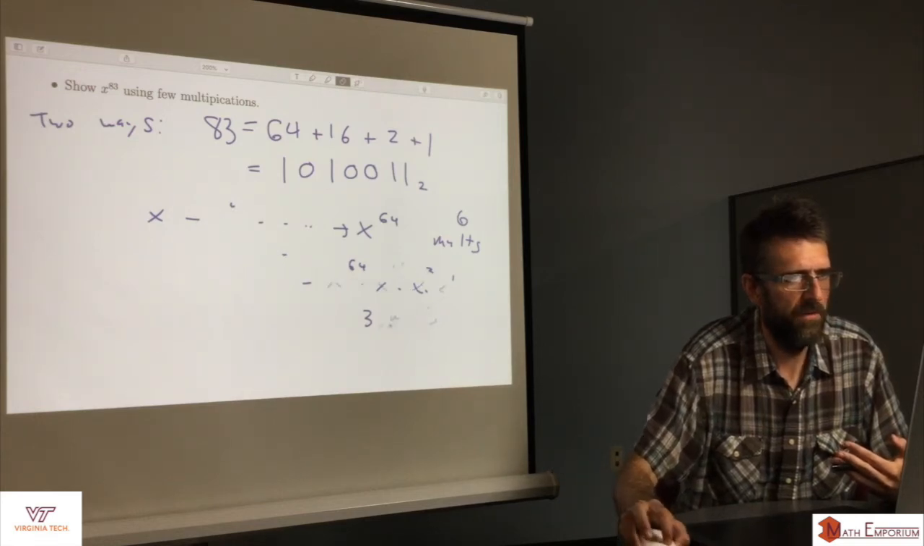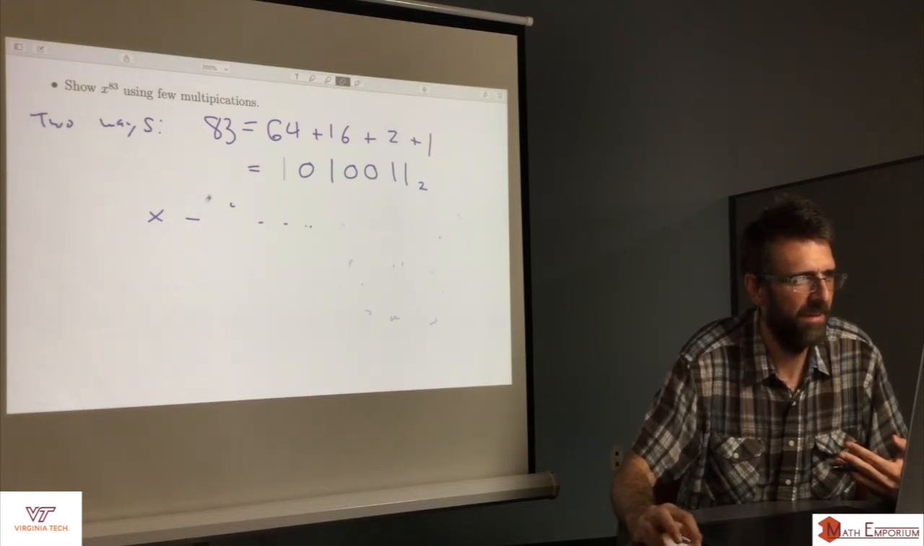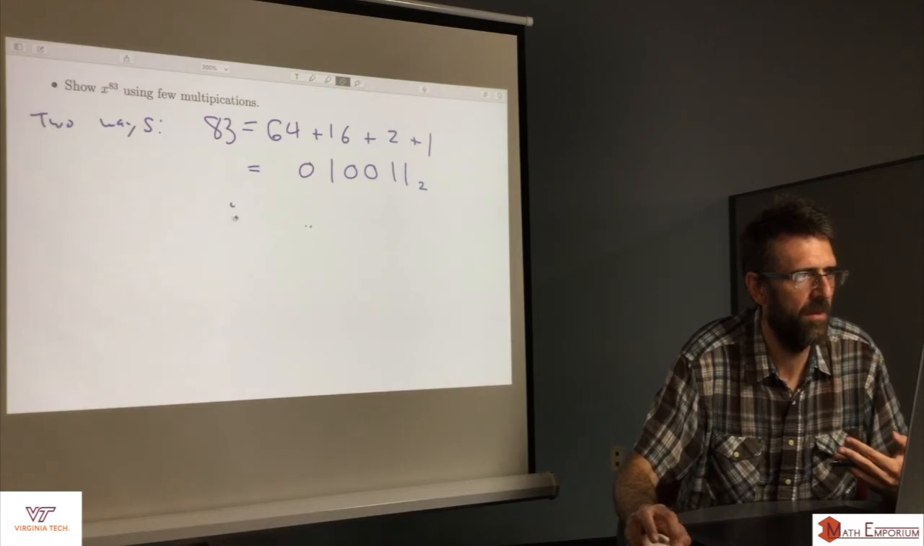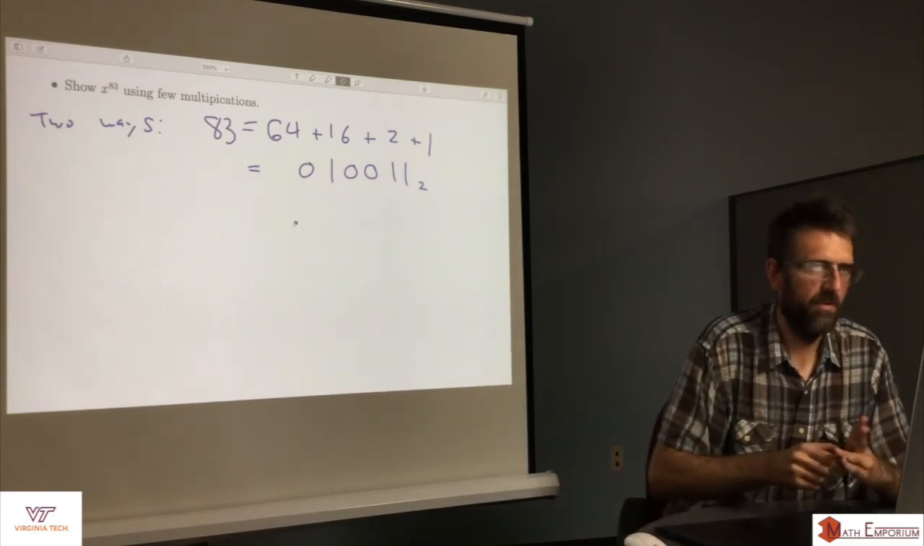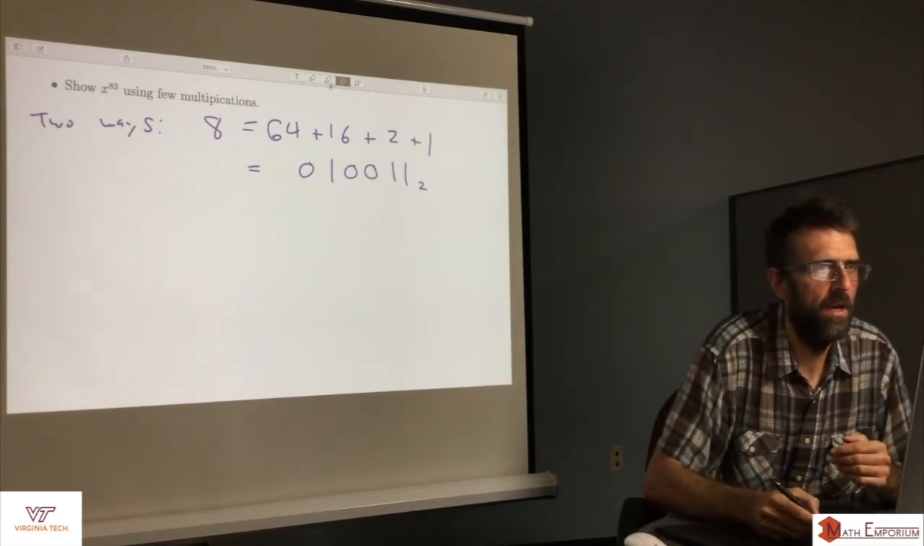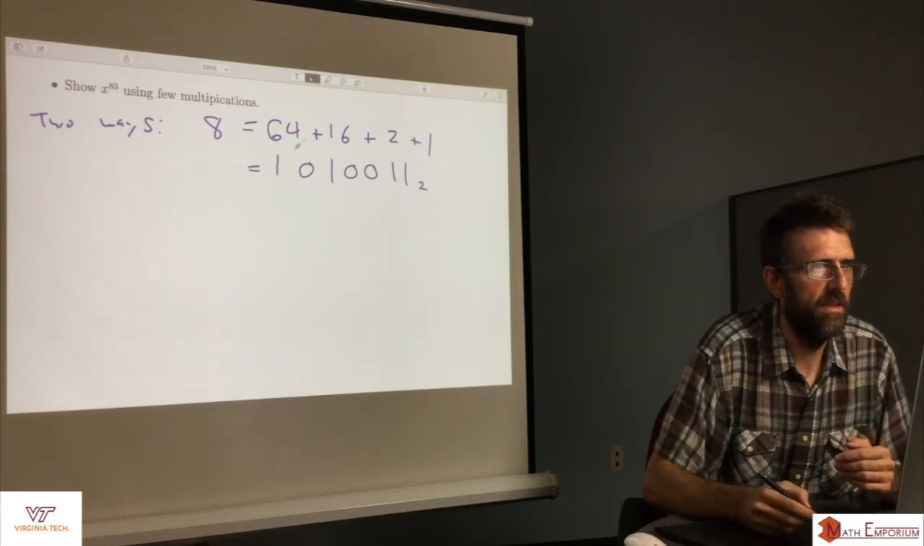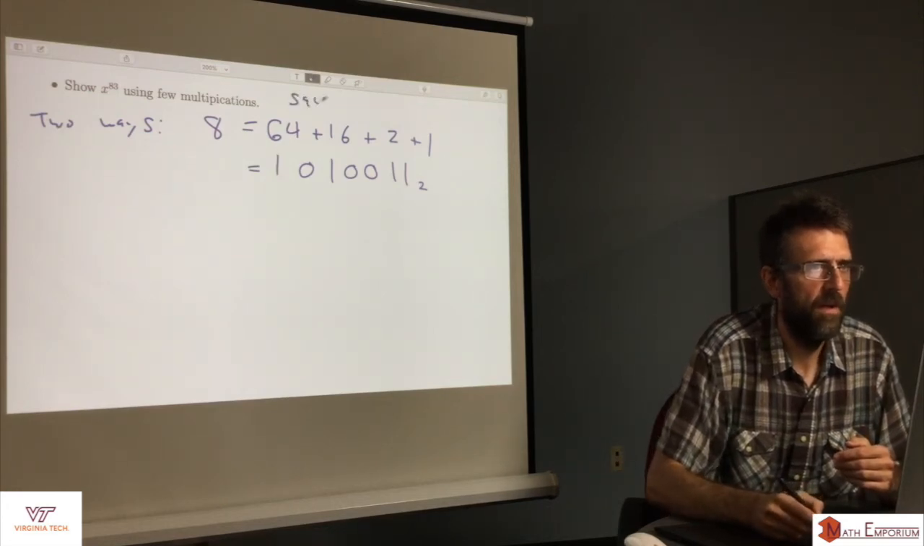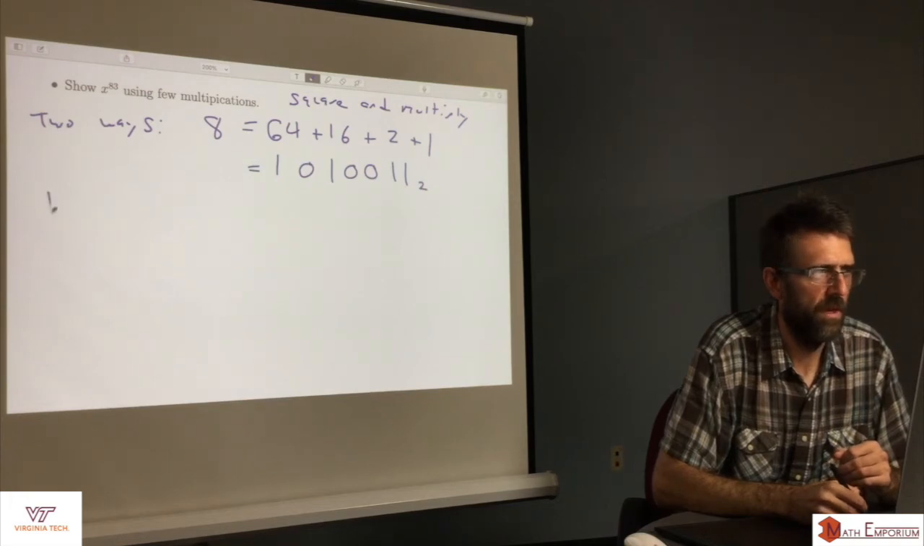Okay, so a slicker way of doing this is to do what we'll call left to right binary square and multiply. Okay, so the algorithm we just showed is called square and multiply, and we did it in sort of a right to left way. Okay, so let's do the other way around. So this will be left to right.